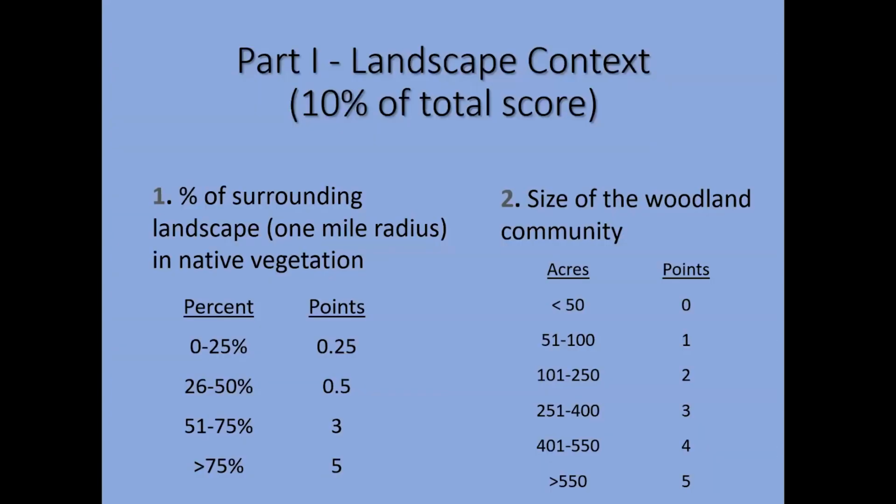So the final step of the CHI is going to be scoring. Each of the metrics gets a score. Landscape context is 10% of the score and is determined via GIS or aerial imagery. As you can see from some examples, there are things that will drive your score up and down. You ideally want the area of surrounding landscape in native vegetation to be fairly high. And for the size of the woodland community, you're looking for basically the larger, the better. It's going to increase that score.